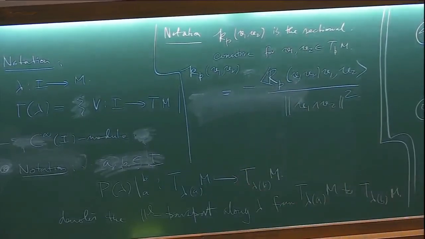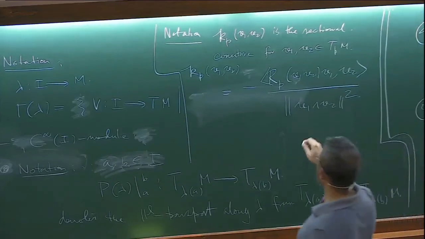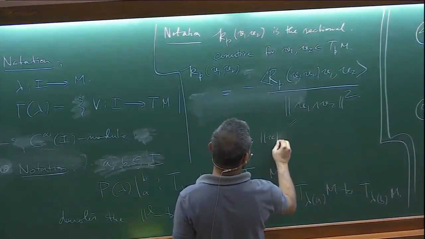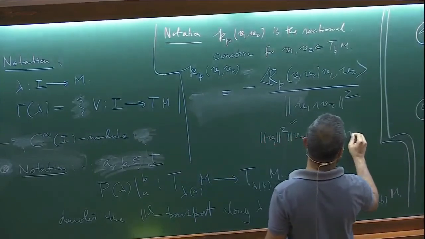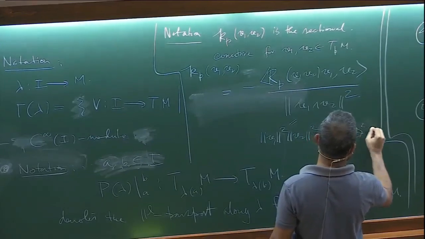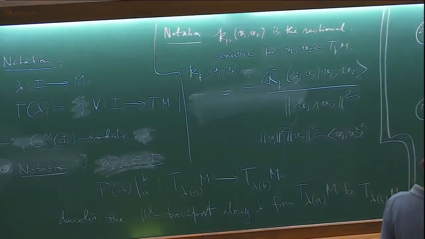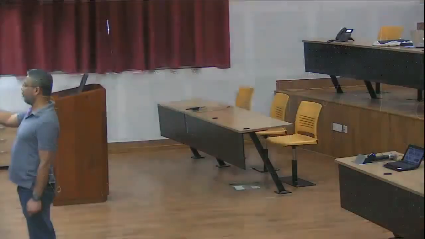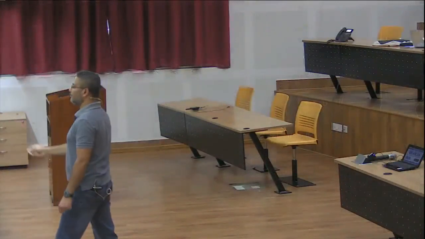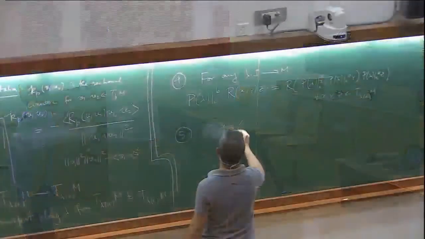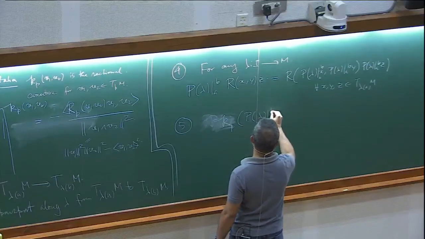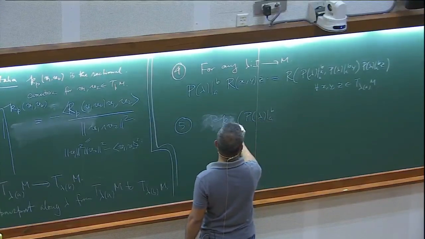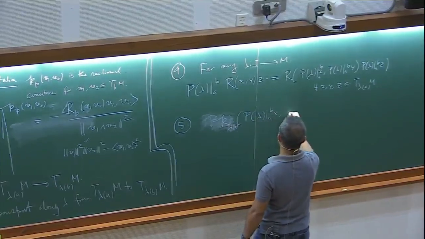Okay. And this means, okay, so we have the following thing: this is a number, so K of P lambda A to B of this X.